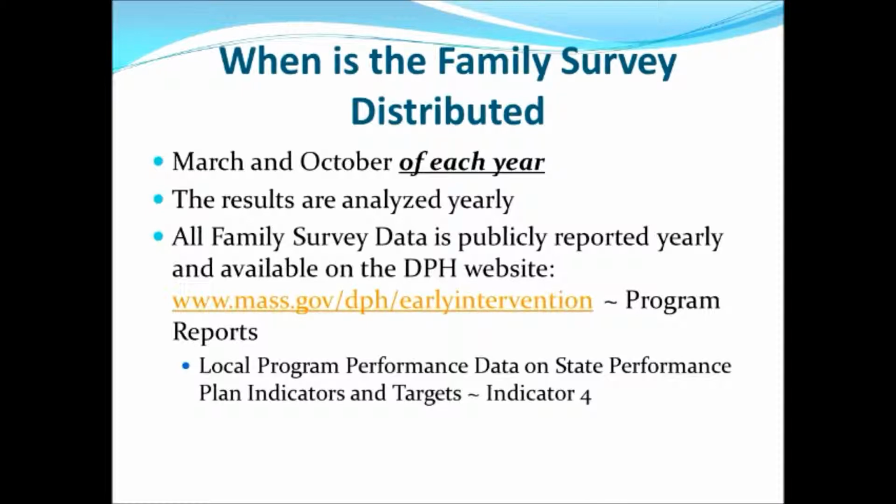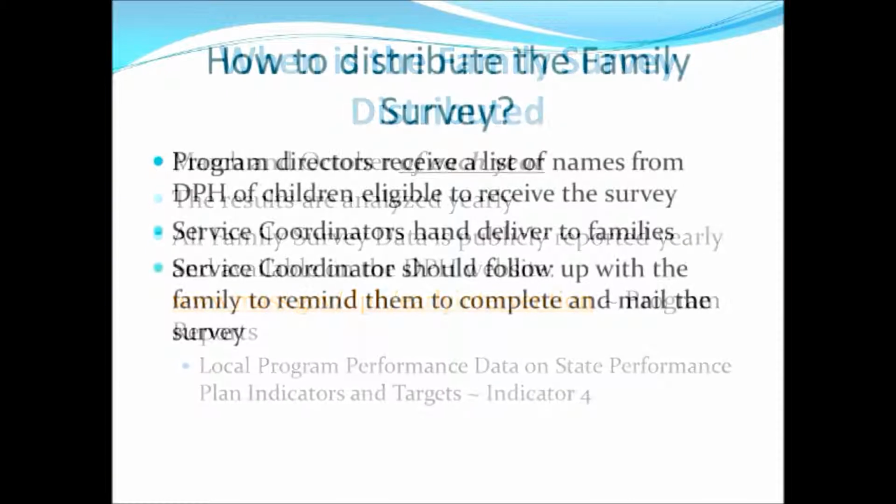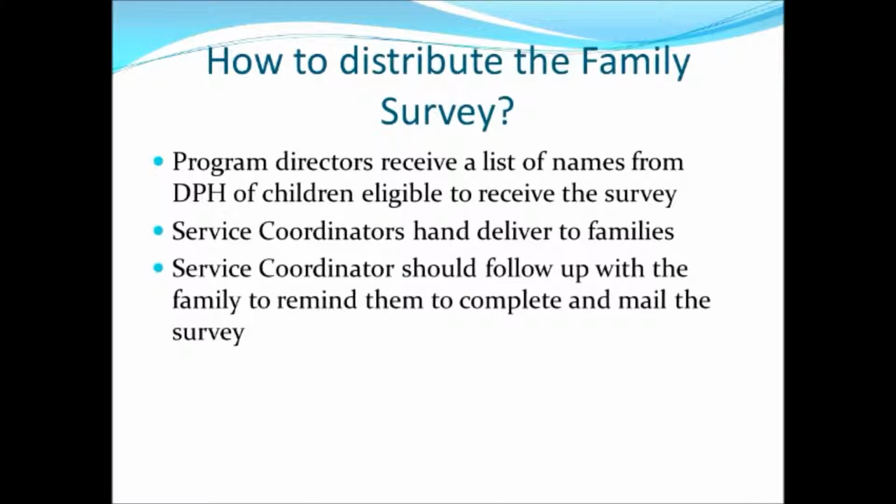There are two levels of analysis: aggregate of all the programs and returns, and individually by program. All survey data is publicly reported yearly and available on the DPH website, www.mass.gov/DPH/early intervention. You can find it under Program Reports. How to distribute the Family Survey?